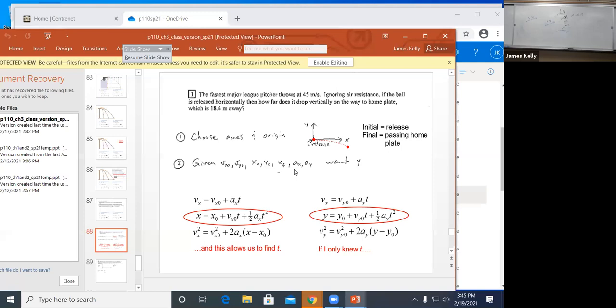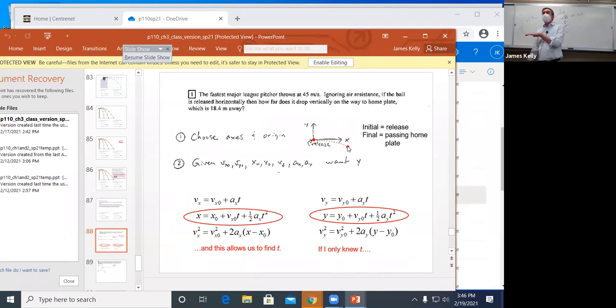Okay, we're given a lot of stuff. I've drawn a little cartoon here specifying this is where it's released from the pitcher's hand. This is supposed to be where home plate is. And I'm going to take my initial to be right after release and final to be the time when it's passing over home plate. Looking at those 6 kinematics equations, I know y initial is 0 in my coordinate system because I put it at the origin to begin with. What I'm after is y final. When it's passing over home plate, what is its y coordinate?